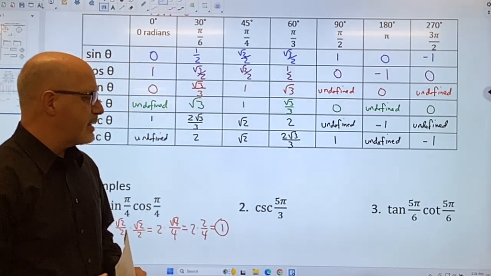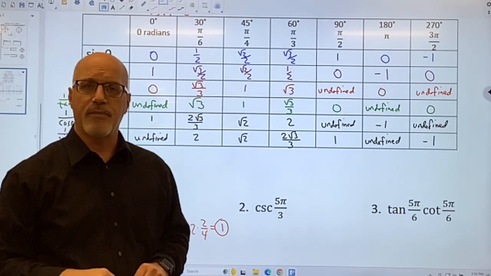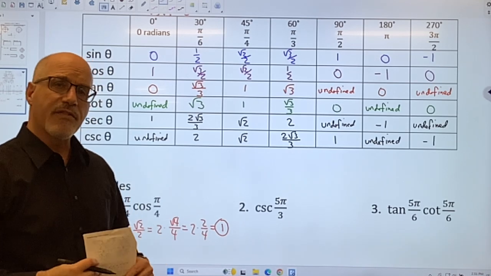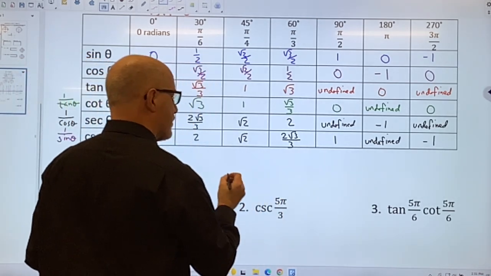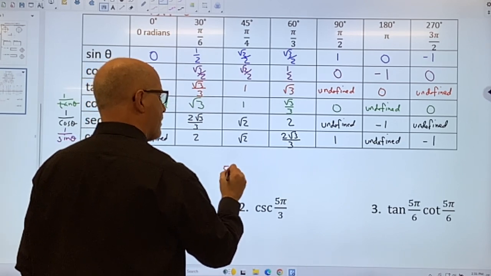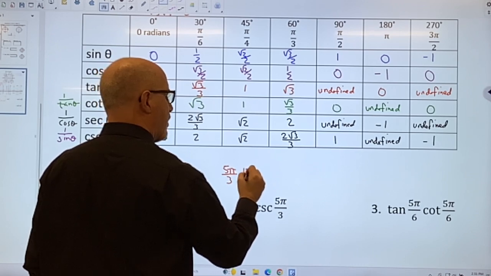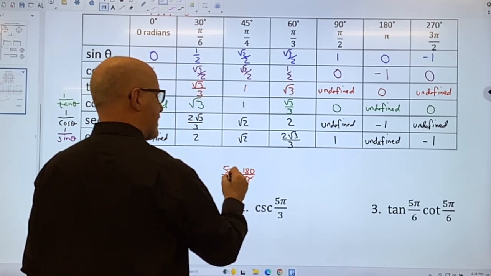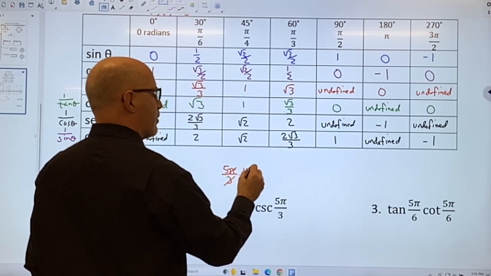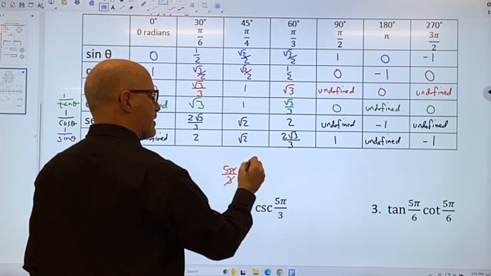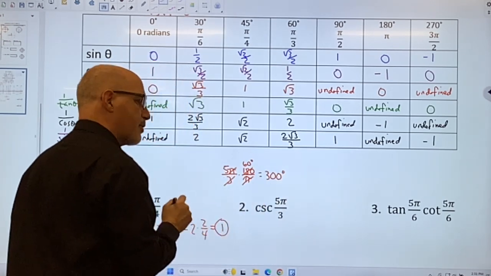Now let's look at cosecant of 5 pi over 3. Now 5 pi over 3 is not on our table. So what you might want to do is get familiar with reference angles. What I'm going to do is convert this first of all to degrees. You don't have to if you're very familiar with your radian values. But if we multiply this by 180 over pi, the pi's cancel. The 3 will reduce with the 180 and give you 60. So 5 times 60 gives you 300 degrees. So this is a 300 degree angle.